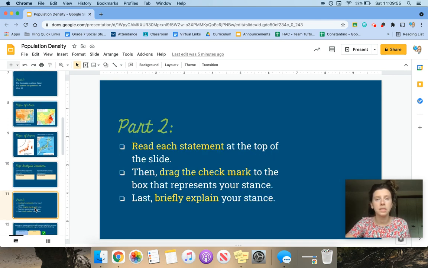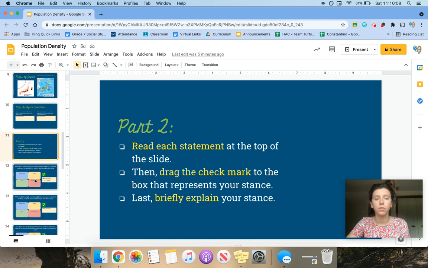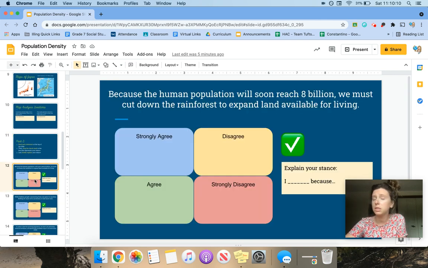Now, the big part of this assignment today is part 2. You are going to read a bunch of different statements and indicate whether you strongly agree, agree, disagree, or strongly disagree with them. I'm going to do the first one for you as an example, but you might disagree with me, so you kind of have to do it on your own.